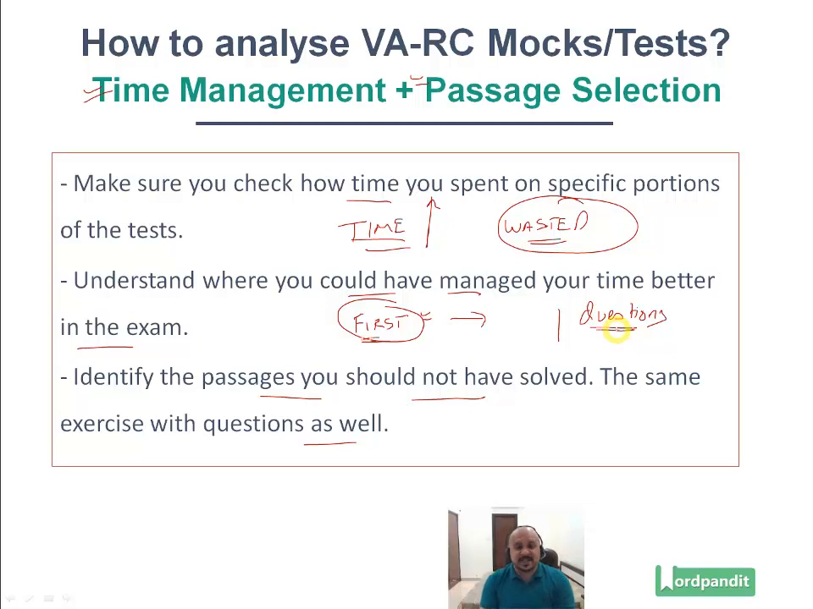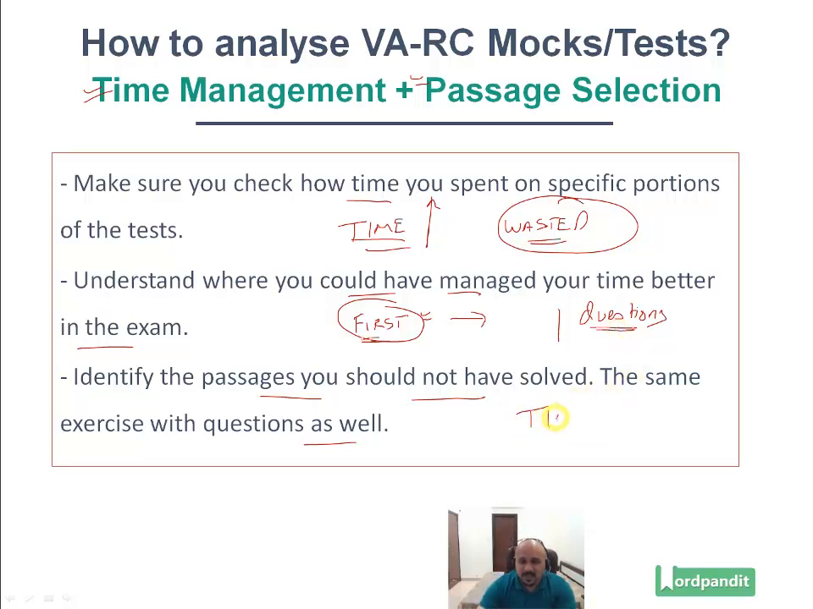So probably you should solve this kind of a passage first. So try to identify these things a little. Try to approach the exam in a more analytical fashion. Try to identify these things, because if you do that, your time management is going to improve. You'll have more time, you'll have more control over the section.